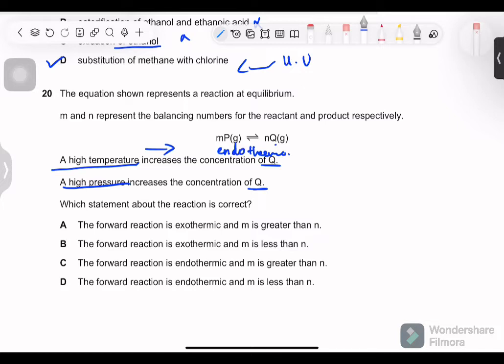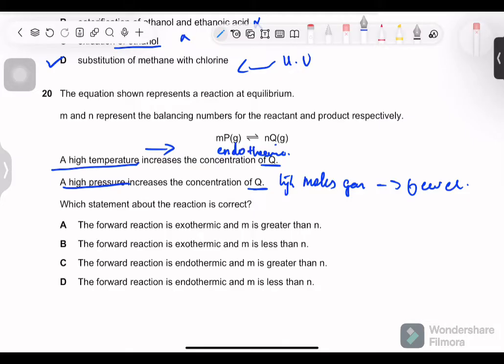Otherwise, the reaction would be moving backward. And a high pressure increases the concentration of Q. So when we increase the pressure, the reaction moves from more gas to fewer. The fewer side is favored. And this is true when a high pressure in this case is there.